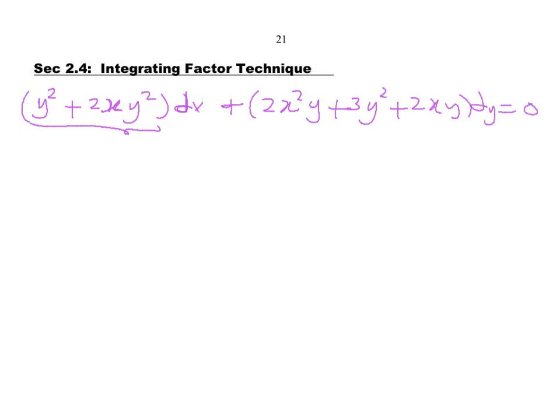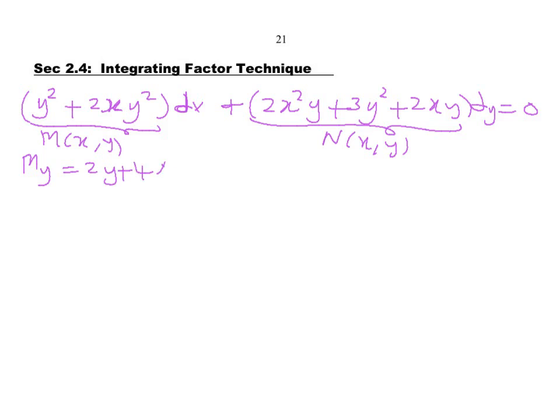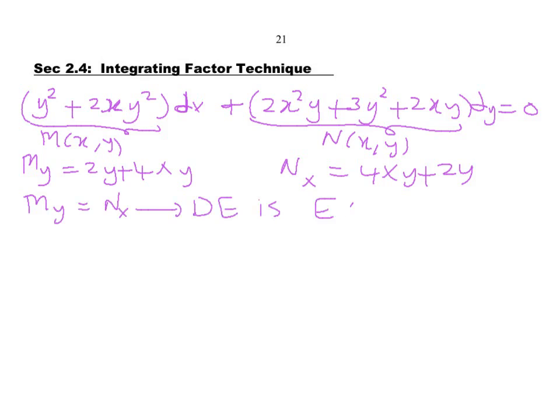We can check exactness by considering this as M and this one as N. If we find M_y, partial M partial y, which is 2y plus 4xy, and N_x, partial N partial x, this is 4xy plus 2y. Now, clearly M_y is equal to N_x, so the given differential equation is exact.